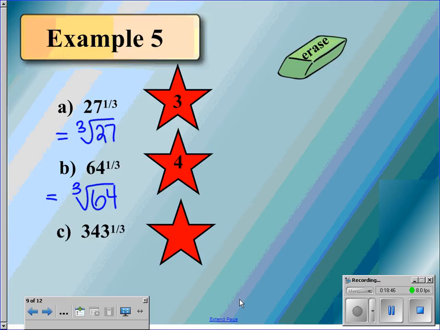And 343 to the 1/3 power. What's the 1/3 power mean to do? I would do the square root of 3. Not the square root. The 1/3 power tells you to do what? The cube root of 343. What's the cube root of 343? It's 7.